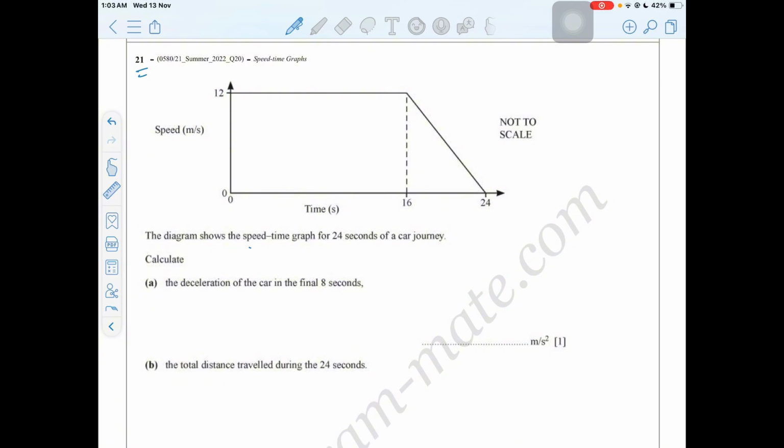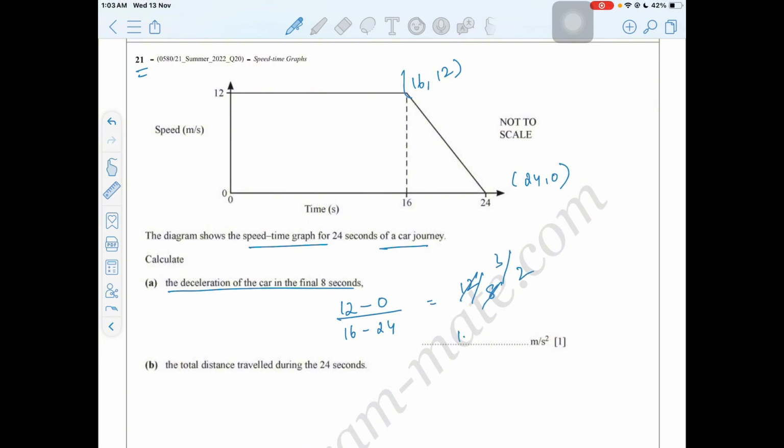This diagram shows the speed time graph for 24 seconds of a car journey. Find the deceleration of the car in the final 8 seconds. So we have this as 16 and 12, and this as 24 and 0. So it is 12 minus 0 over 16 minus 24, which would be 12 over 8. Since it's a deceleration, we'll ignore the negative sign. So this would be 3 over 2, which will be 1.5.